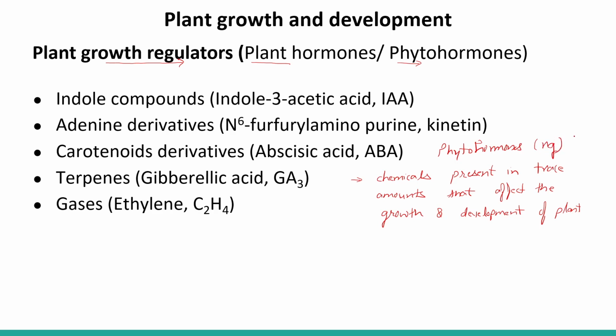Alright? So mainly they are of 5 types in plants. First are the indole compounds. Indole compounds, what do they have? They have the indole group as parent nucleus, and these are usually heterocyclic compounds.